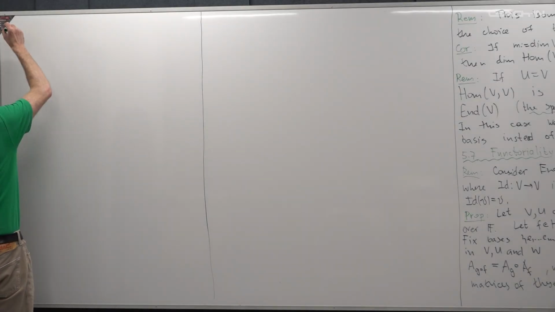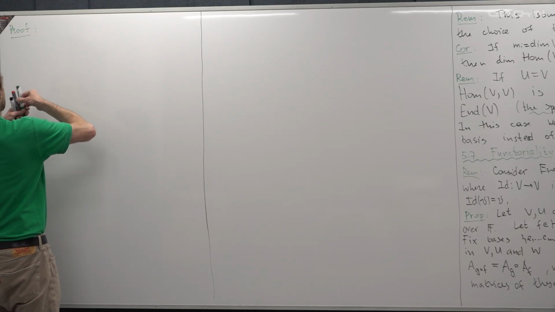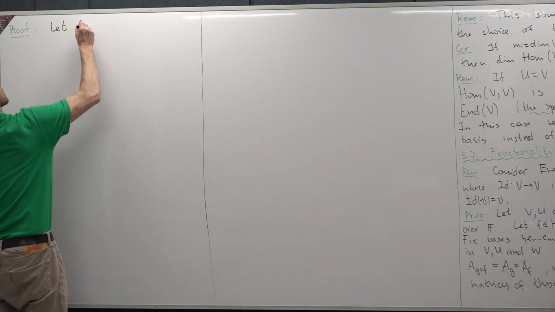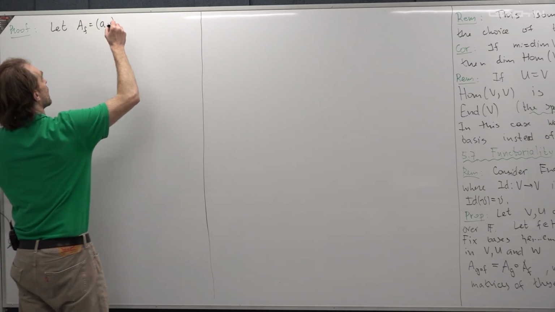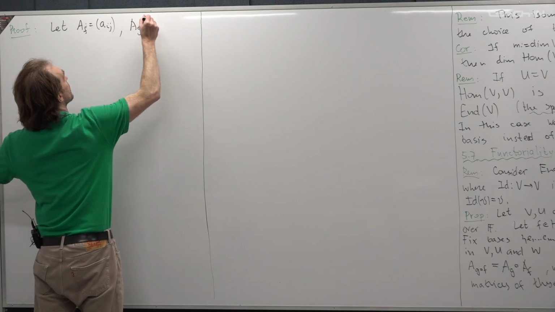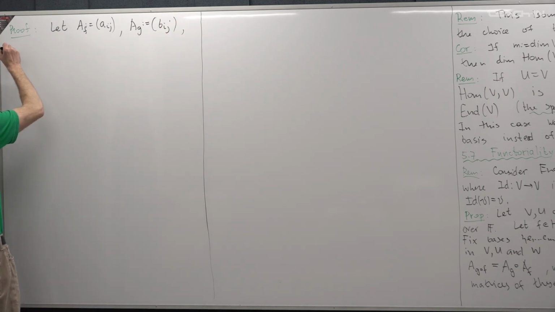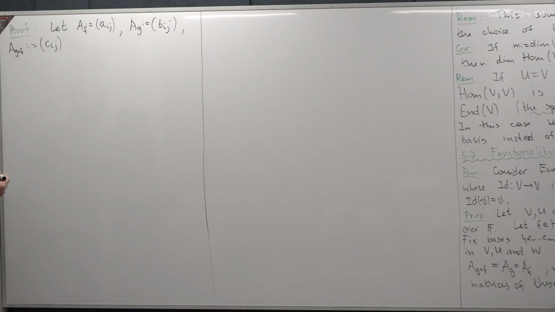So let us prove this statement. We need to denote somehow the elements of these matrices. Let A of F be the matrix that consists of elements a sub ij, A of G be the matrix that consists of elements b sub ij, and A of G composition F would be the matrix that consists of elements c sub ij.